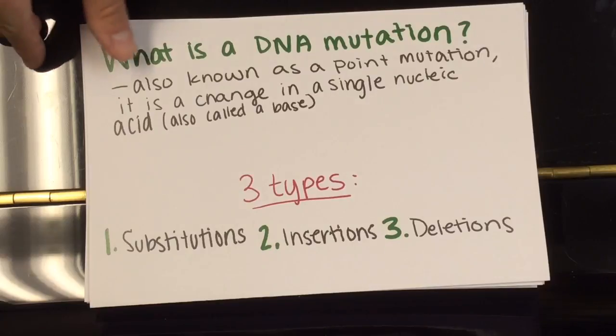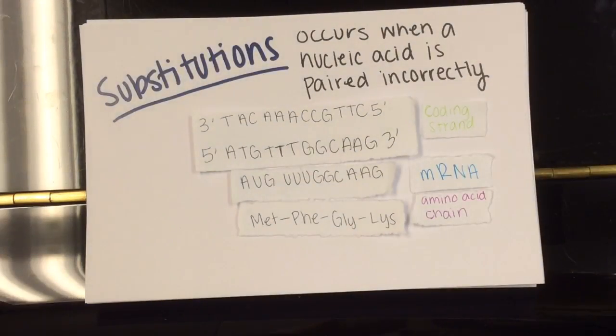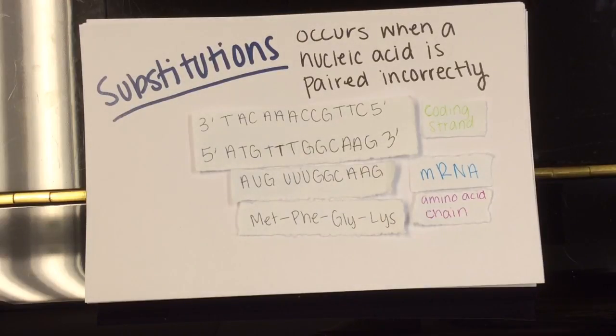First, let's look at substitutions. This occurs when a nucleic acid is paired incorrectly. For example, I have drawn a short DNA template strand with all the bases paired correctly. Here's the same strand, but with a substitution mutation.